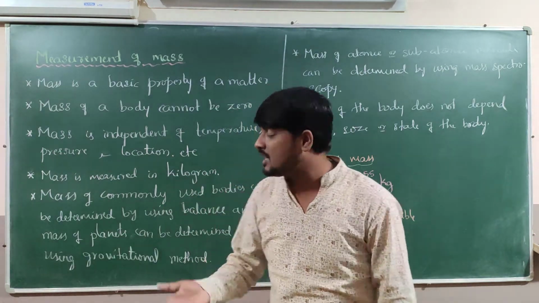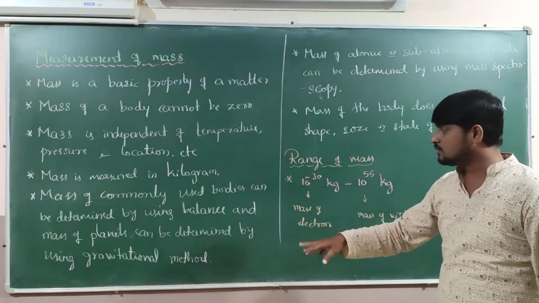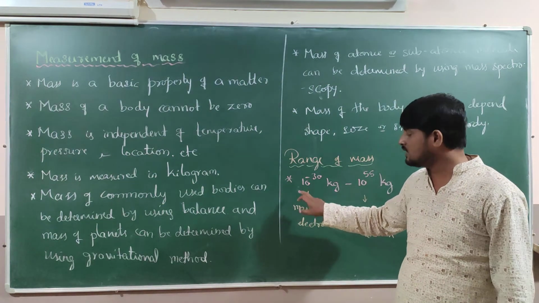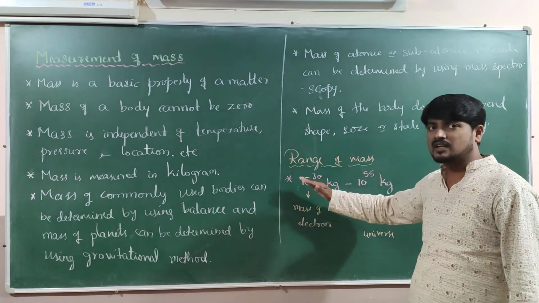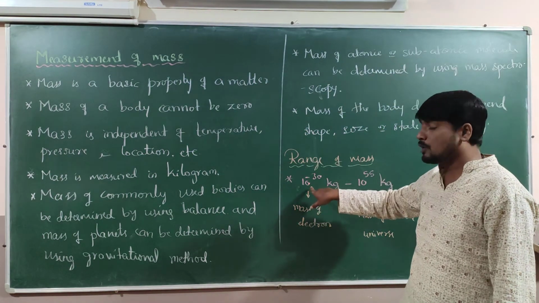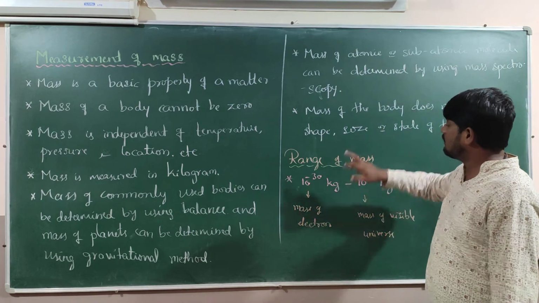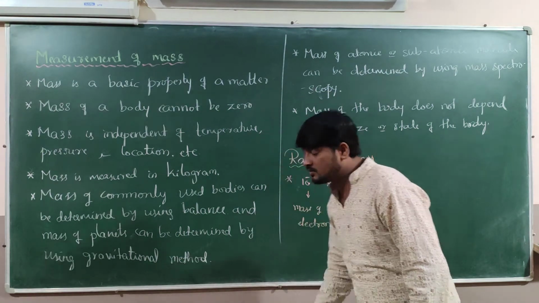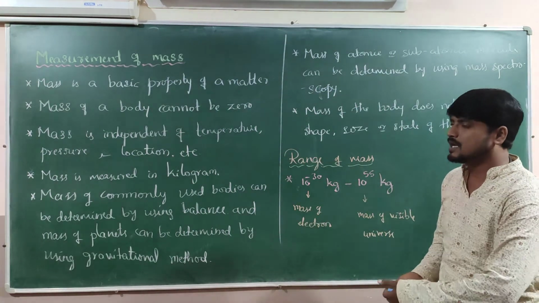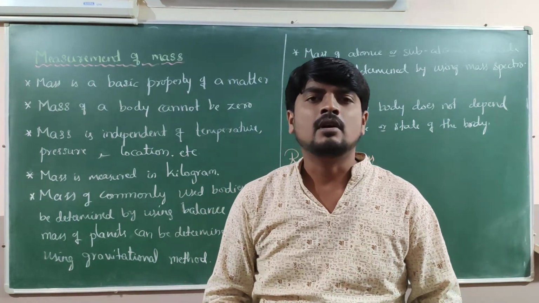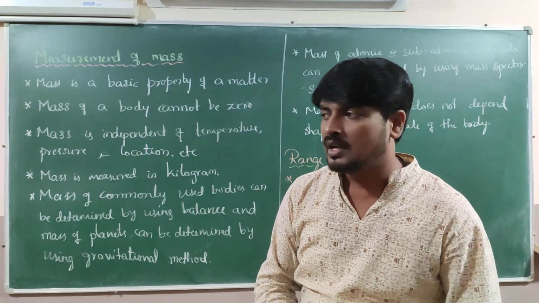That does not mean that there are no other values. There are values, 9.1 is there, but we are not considering the 9.1. We are only taking the power, that is 10 to minus 30. From that lower range, the atomic or subatomic level, to the universe, that is 10 to plus 55. So these are the range of the masses. With this, we are completing the measurement of the mass.